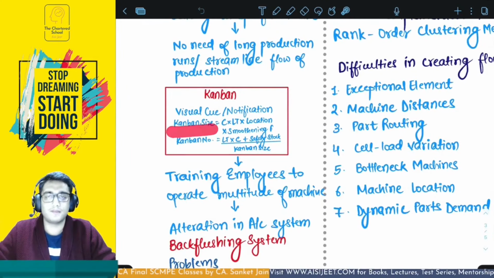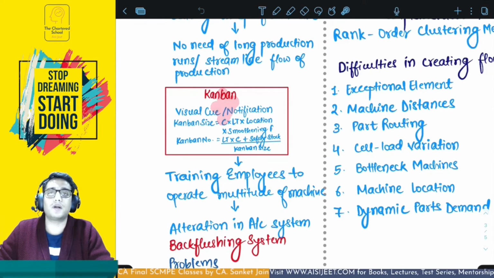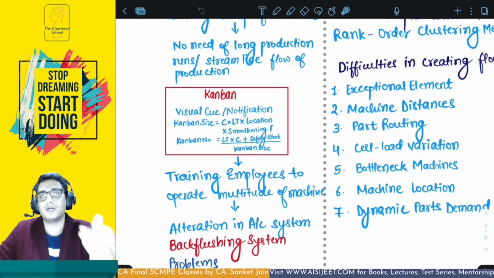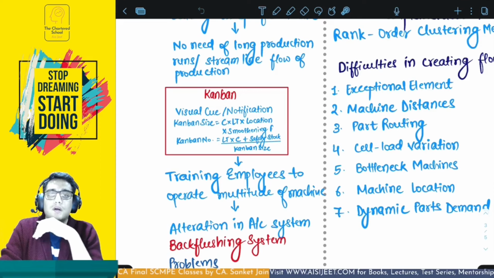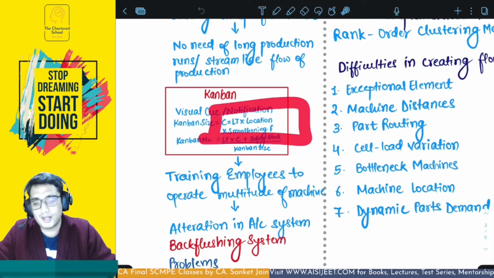Kanban size, which is the number of units in one Kanban or one box, is going to be consumption that we have per day or per period. If it is given per week, then per week. If it is given per day, then per day. It depends how you are using the other things. But remember, everything has to be on the same track.